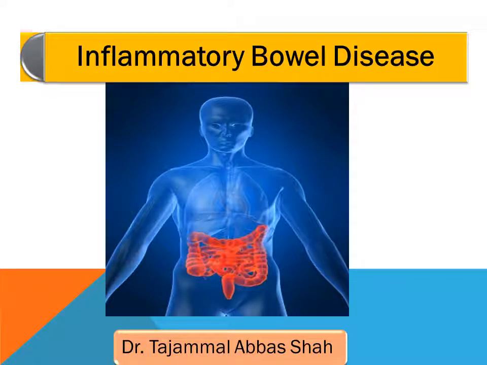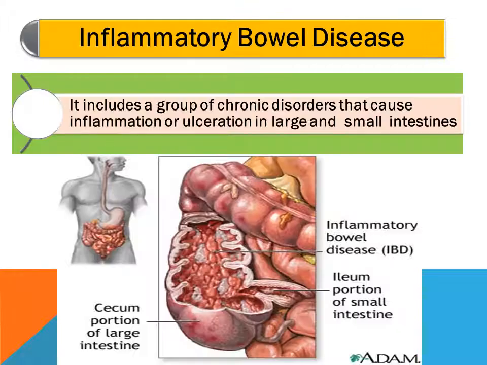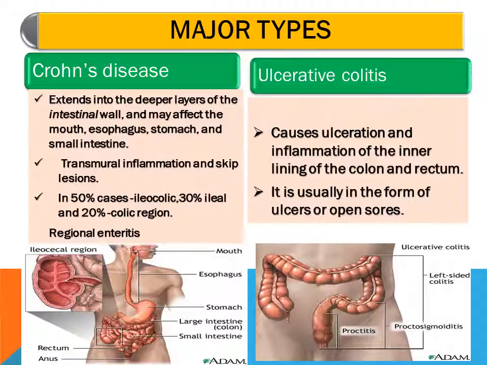So, the inflammatory bowel disease. Today's topic is what does the inflammatory bowel disease include? It includes a group of chronic disorders that cause inflammation or ulceration in the large and small intestine. Here you can see in this figure, there are two major types. One is Crohn disease, and the other one is ulcerative colitis.